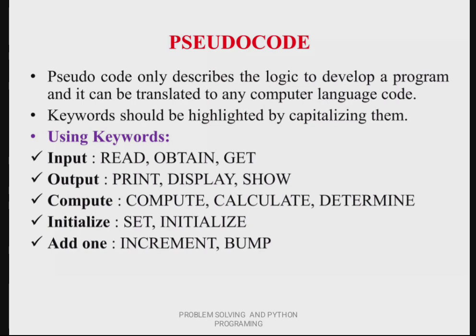Keywords should be highlighted by capitalizing them. So what are the keywords used in different actions? The first one is input data. For input we can use the READ, OBTAIN and GET keywords. For output, PRINT, DISPLAY and SHOW keywords. Compute. So compute is the calculation part. For that we can use COMPUTE, CALCULATE and DETERMINE.